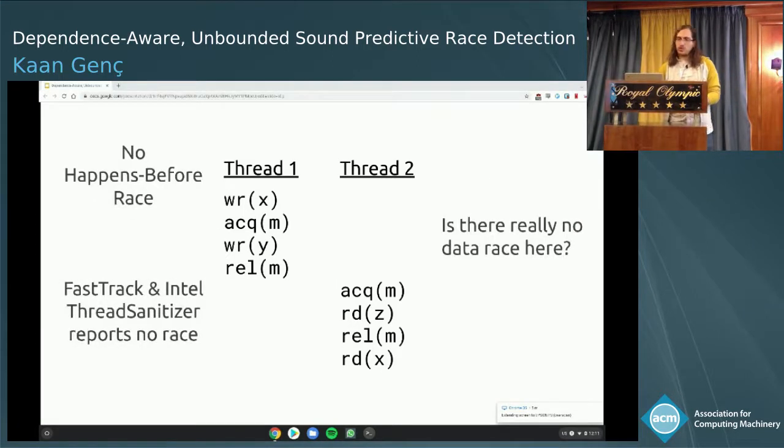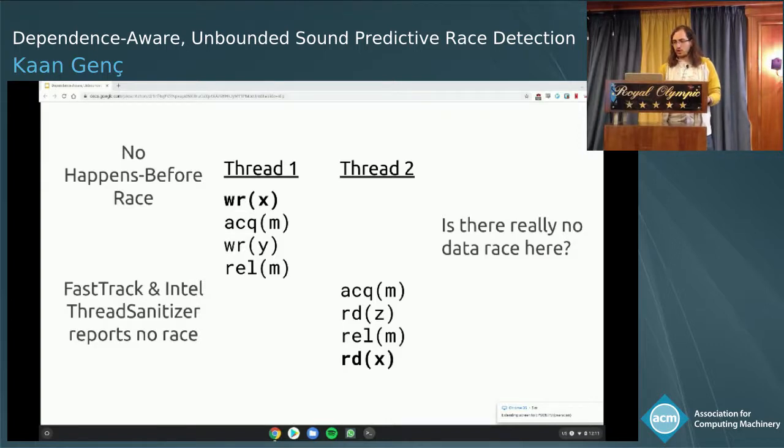If you were to write some code that, when you execute it, produces an execution like this, and you run your code using FastTrack or ThreadSanitizer, these tools will report that there is no race in this example. But is that really true? What I'm going to show you is that there in fact is a data race in this example between the write of X and the read of X.